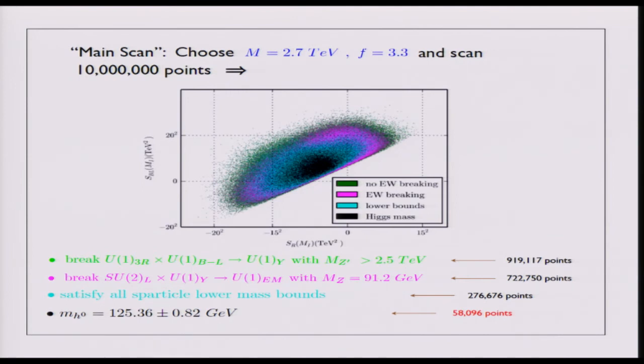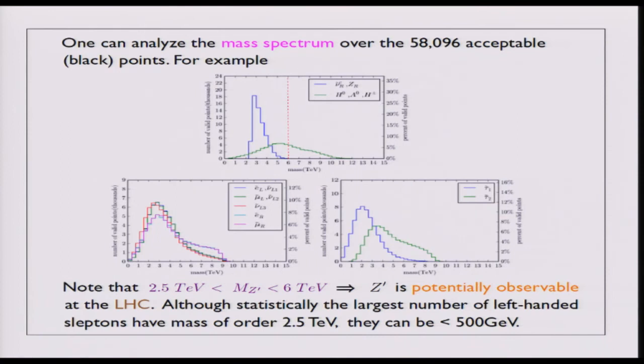These are these black points, meaning you can scatter these things initially. You have a big space, and over a very wide range of that space, you have a lot of success. You have a lot of points which end up satisfying all the present bounds on particle physics. And you can analyze absolutely anything here. I will continue with these 58,000 acceptable points. These are the black points.